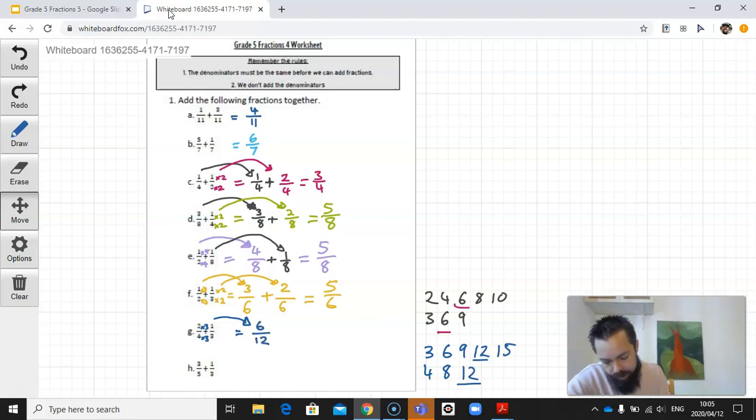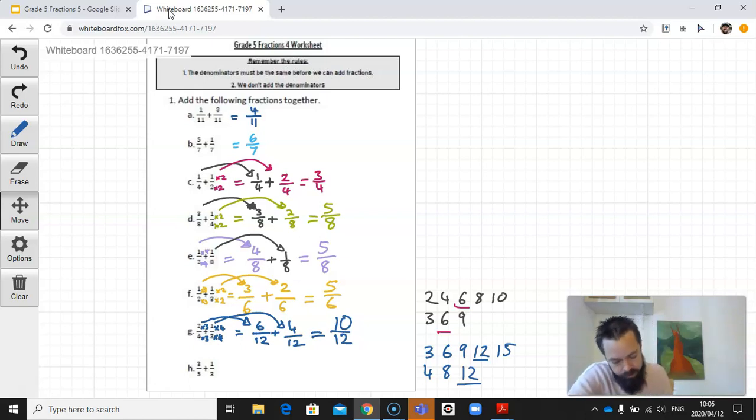And for my second fraction, I can do, let me start at the bottom, times 4 and times 4, so I get 4 over 12. I now have the same denominator, so I can add them. 6 plus 4 is 10. There we go. Here's our answer. We have one more that we did for homework.